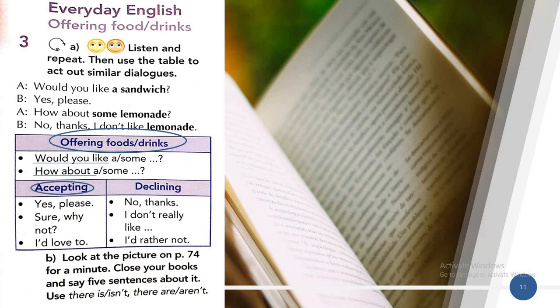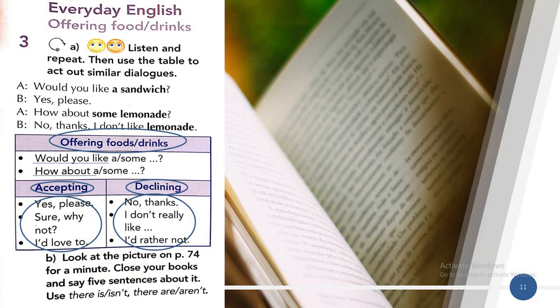Either you accept or decline. So for accepting an answer, you can say yes please, sure, why not, or I would love to. For declining, you can use the following expressions. No thanks, I don't really like, or I would rather not.